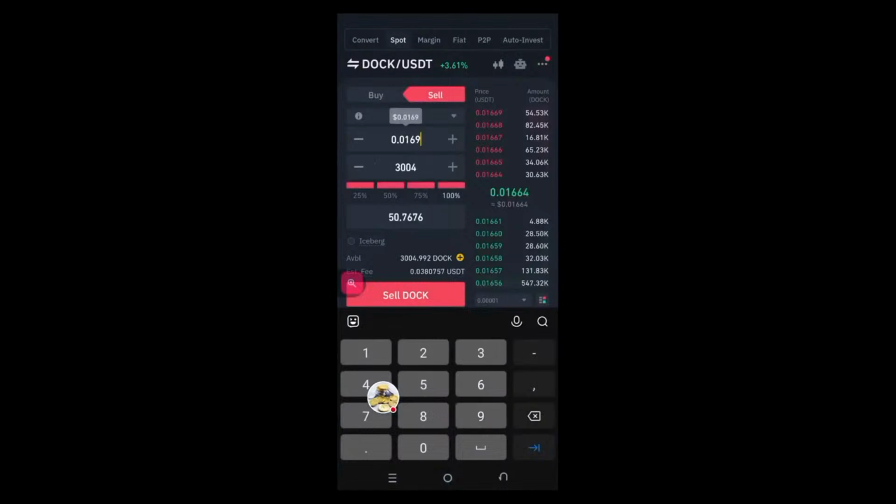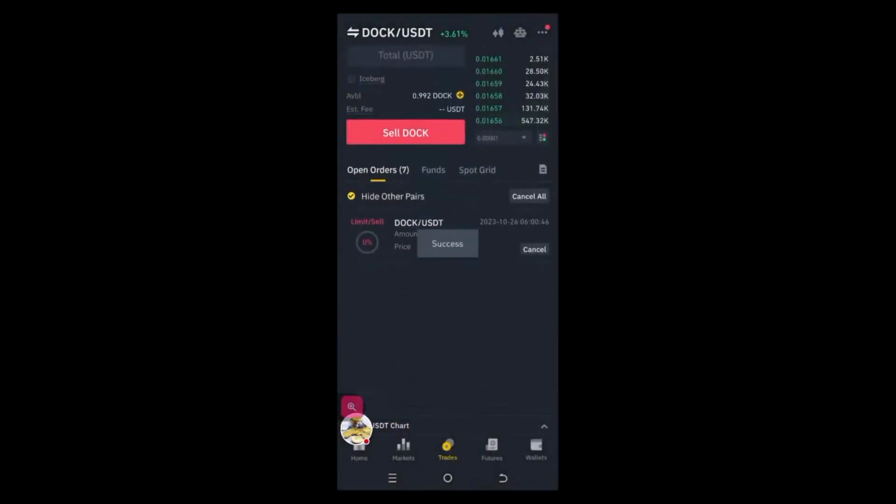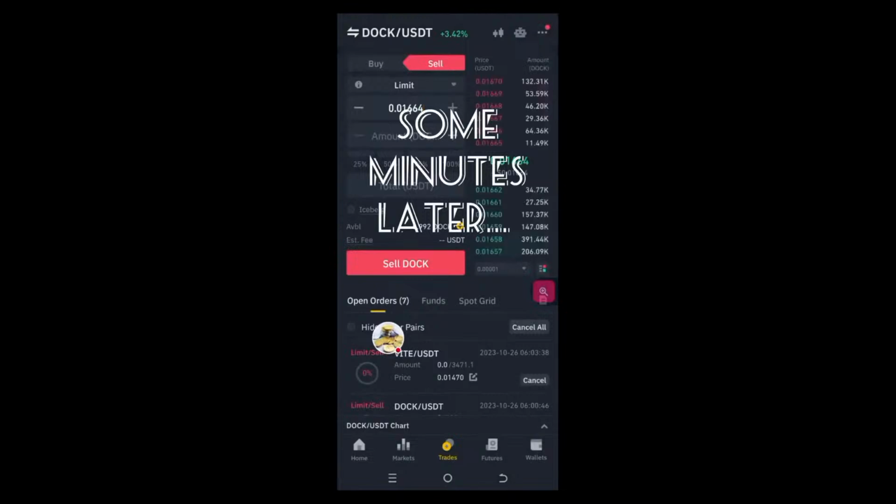6.9. Let's see. 76. Okay. 6.95. Uh-oh. So let's put 6.91. What's that? It's 9693. I want it to be at least closer to it. All right, let's go for it. So we're currently in the queue right now. See what's happening in Doc.